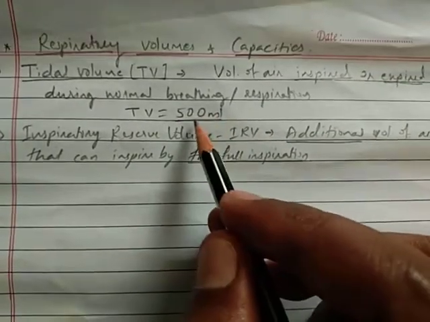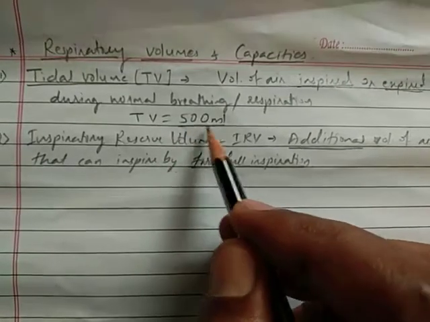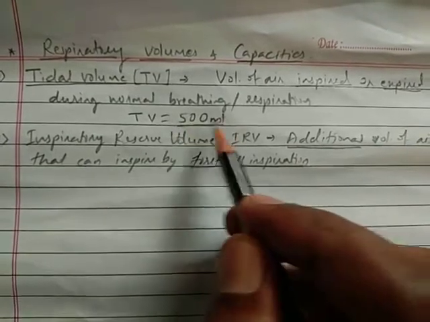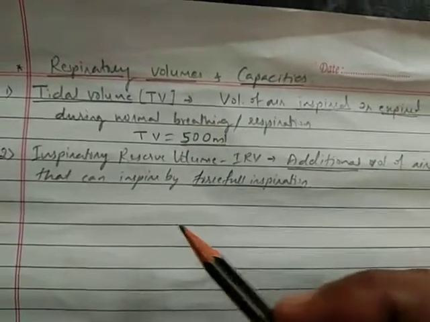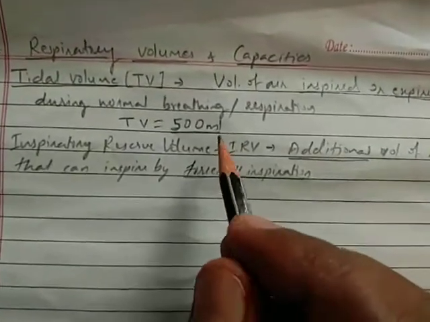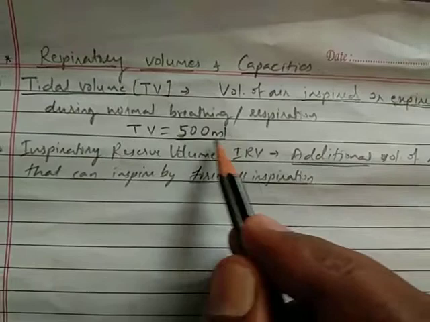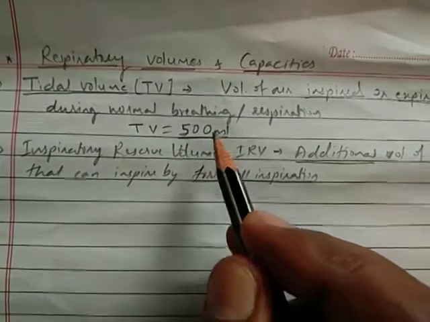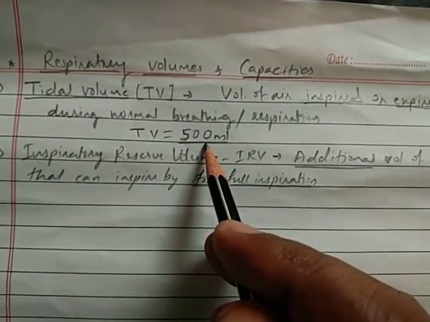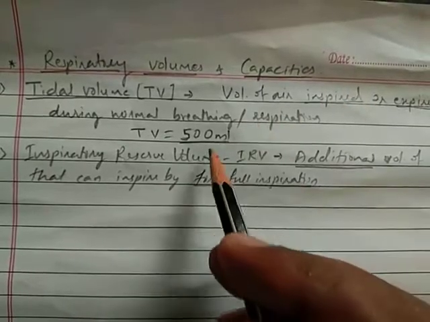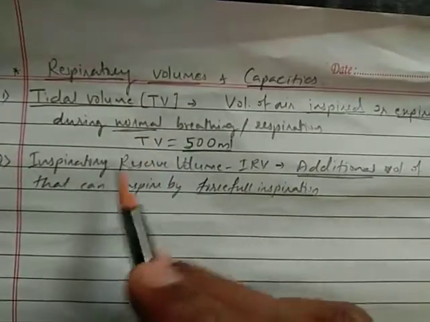This is normal when we are breathing normally. We take at once 500 ml, almost half a liter, which enters inside the lungs, and during expiration it is exhaled or released from the lungs. So this is the normal condition. Very important, tidal volume is related to normal breathing.